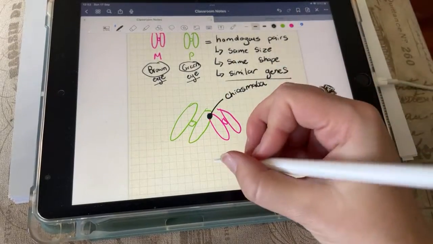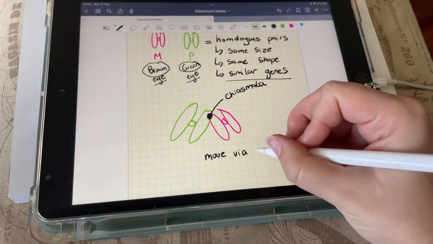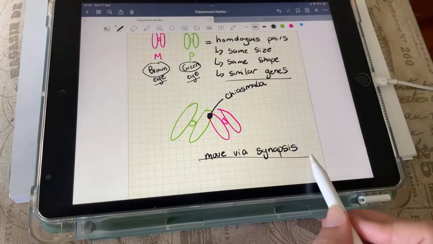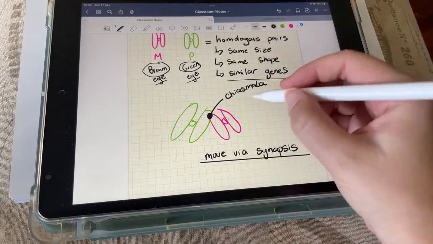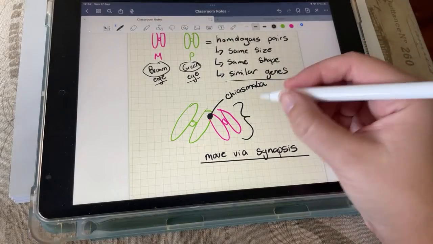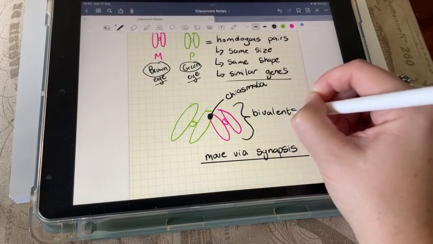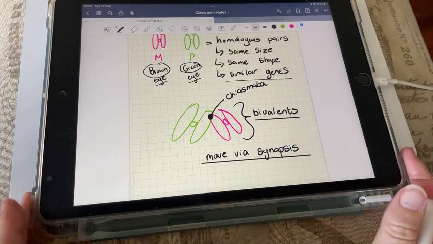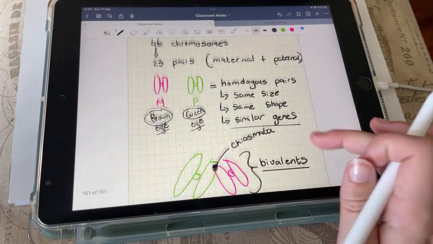How did they move together? They move towards each other via something called synapses. So that's how they moved together and touched, and they touch at chiasmata. And when they are touching like this, we give them a new name called a bivalent. So when they're touching like this, that is the only time you will call them a bivalent. If they are not touching, then we just refer to them as a homologous pair.